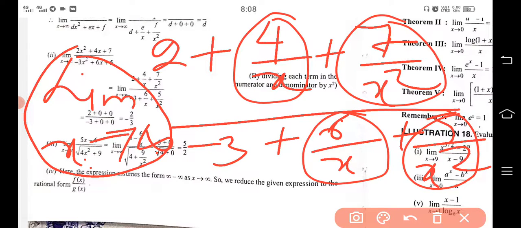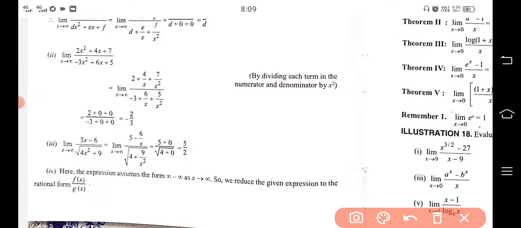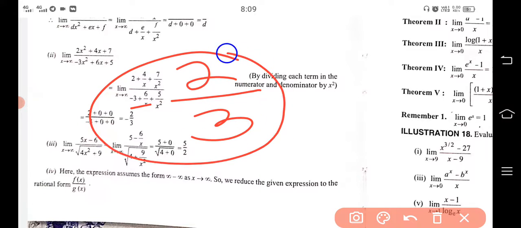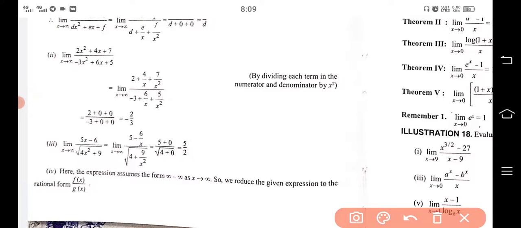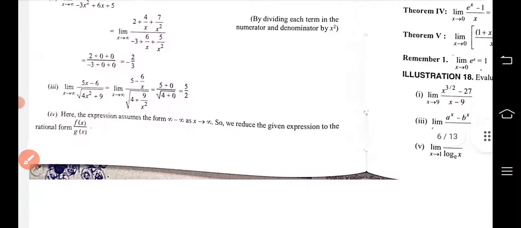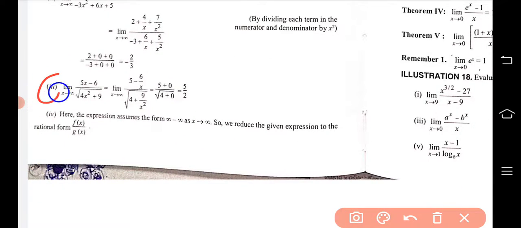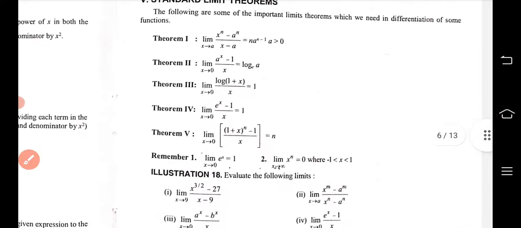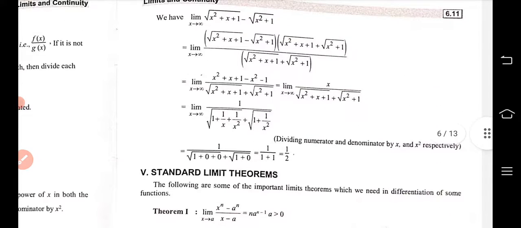Clear? So what are we going to get? We are going to get 2 divided by 3 minus 3. So this would be the answer for this solution. Clear? So in this way we are going to calculate. You have to do this one and this one on your own. Clear? You have to follow the same procedure, the same 3 steps. Clear? Then you will be able to calculate where the limit value is given.